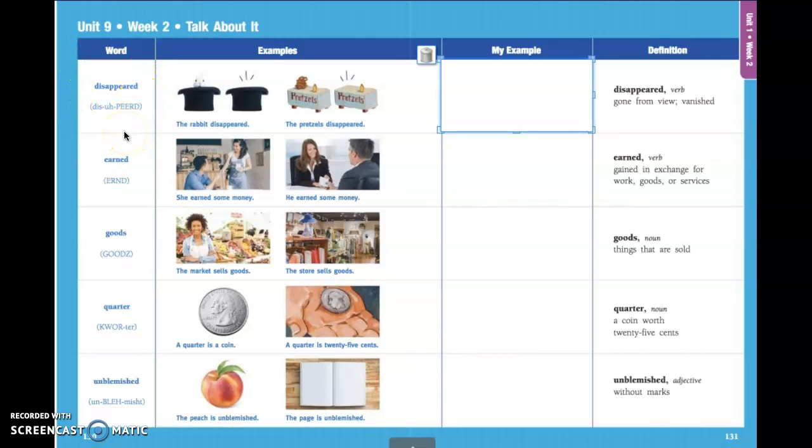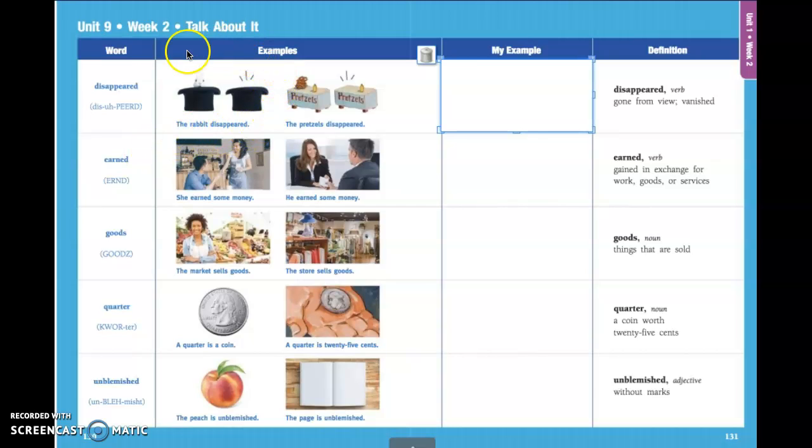The word is disappeared. So when something is gone, when something disappears. So a lot of times when you put a plate of cookies in front of a lot of kids or a lot of students, they disappear because the kids will eat them super fast. And sometimes things can disappear quickly. Sometimes they can disappear slowly, just depending on what it is.